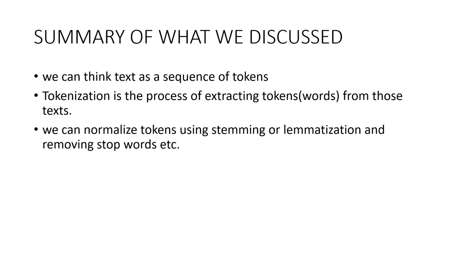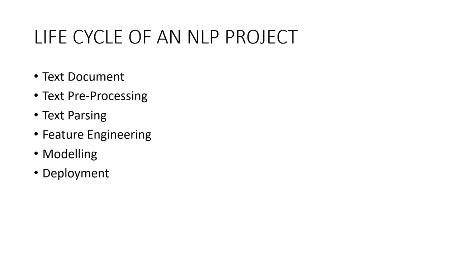So this is a summary of what we discussed. We can think of text as a sequence of tokens. Tokenization is the process of extracting tokens or words from those texts. We can normalize tokens using stemming, lemmatization, and removing stop words. All these things we discussed. You can watch those videos in the playlist.